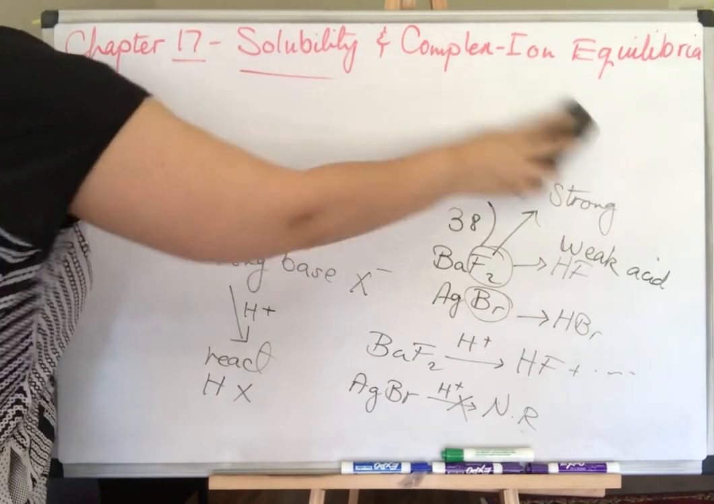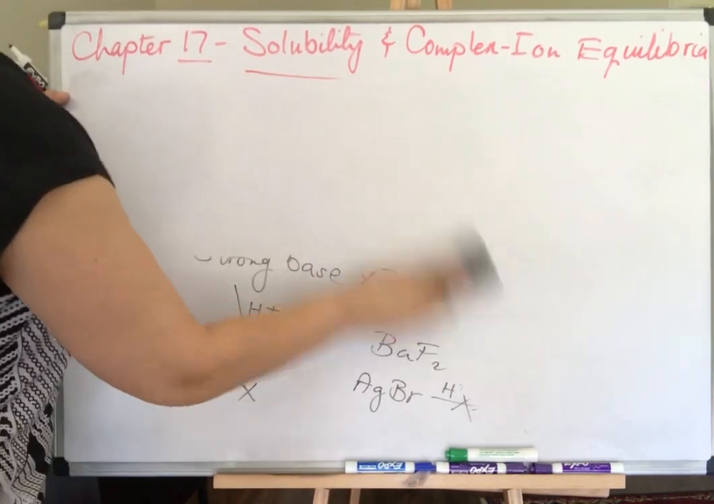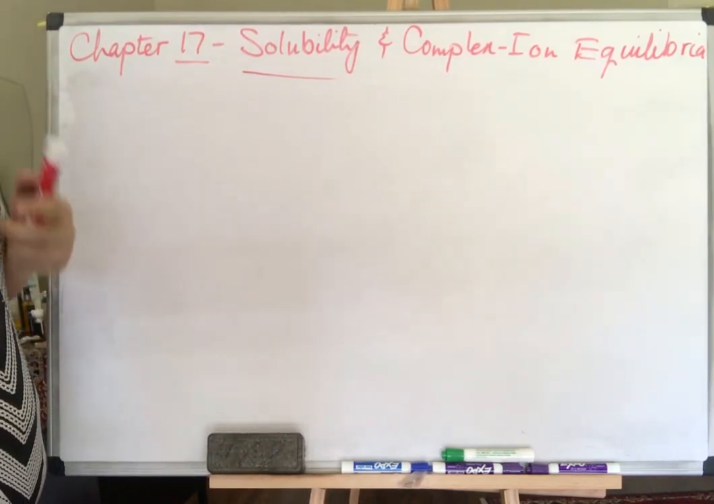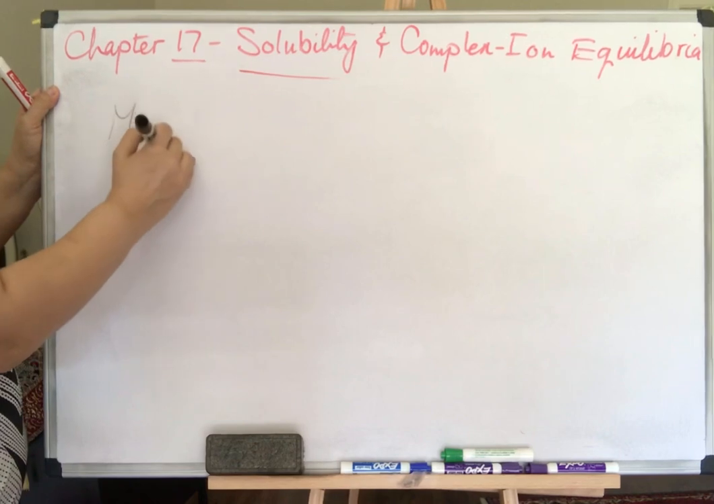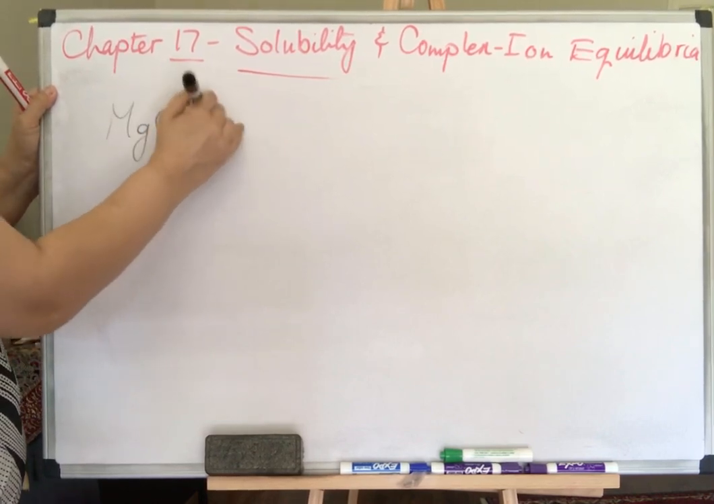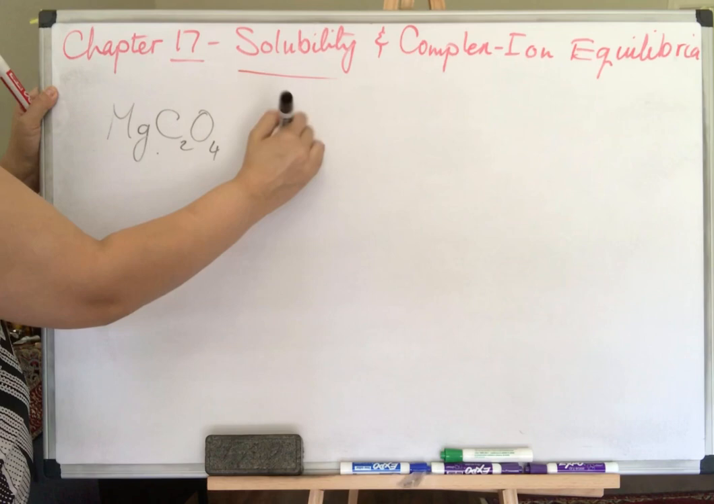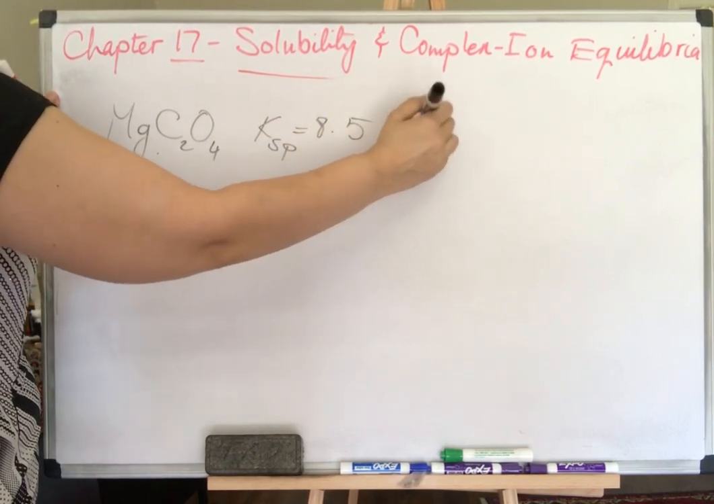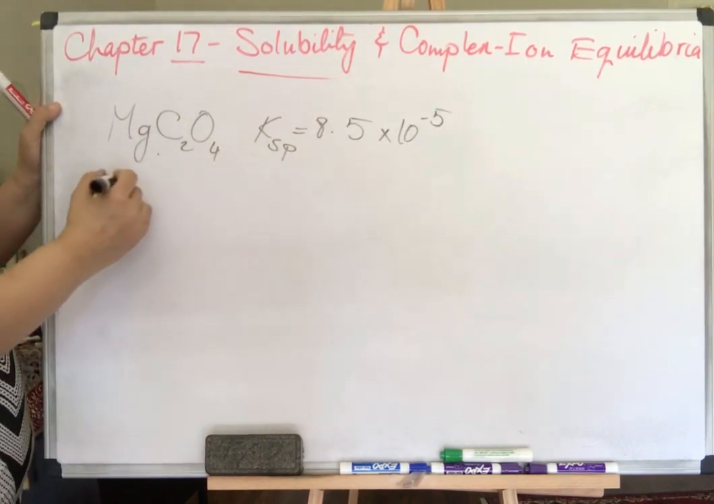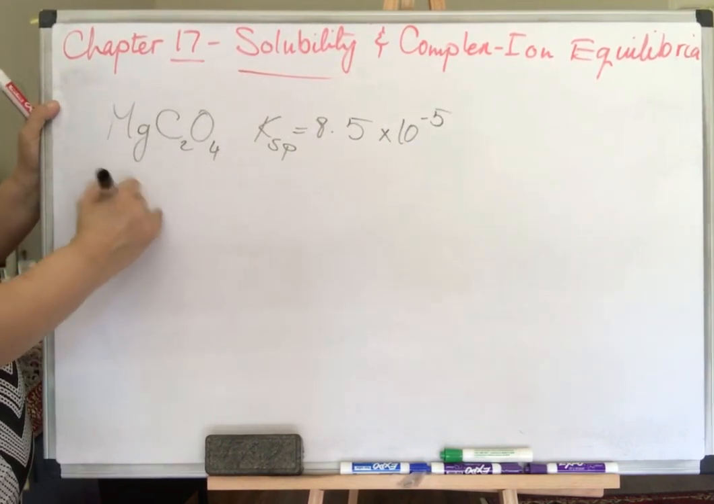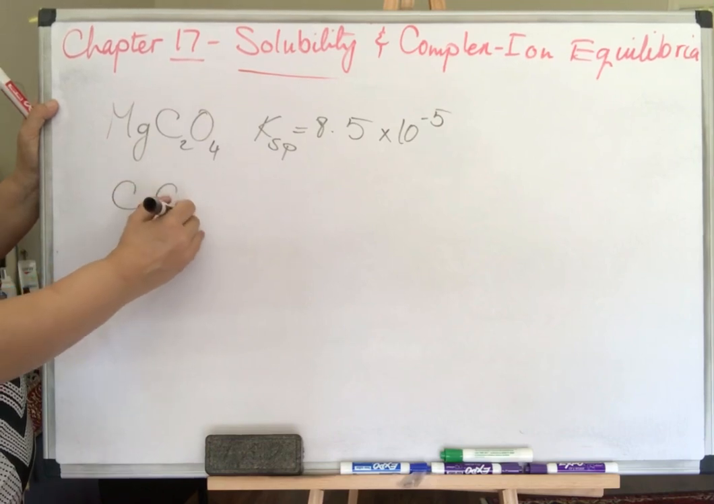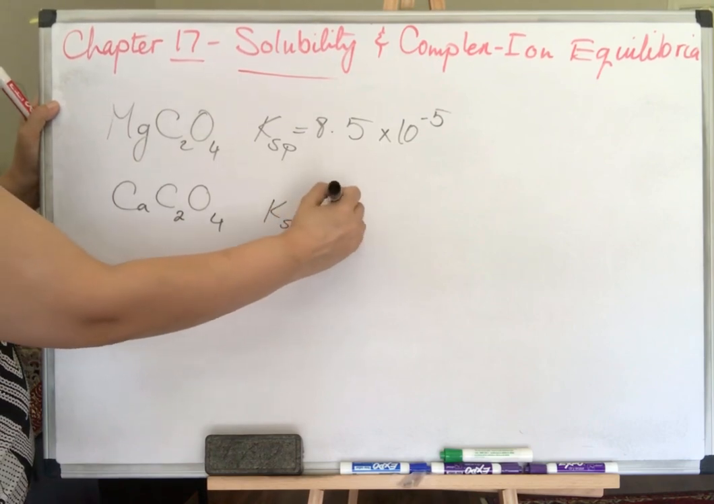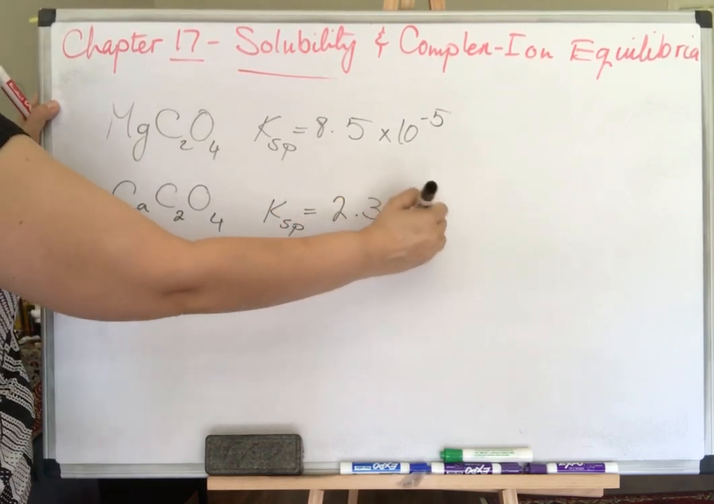And the very last slide in this chapter, slide number 39, this was a short chapter. KSP for magnesium oxalate is 8.5 times 10 to negative 5. And for CaC2O4, calcium oxalate, KSP is 2.3 times 10 to negative 9.